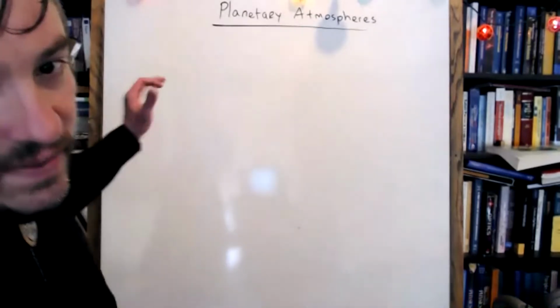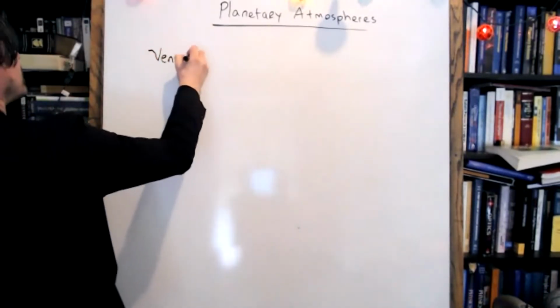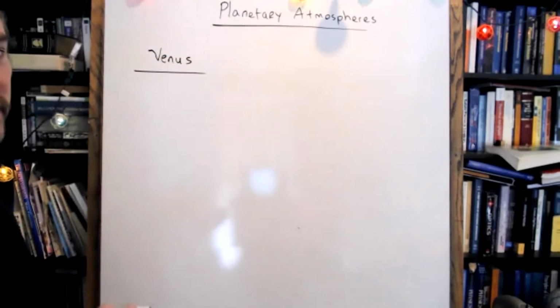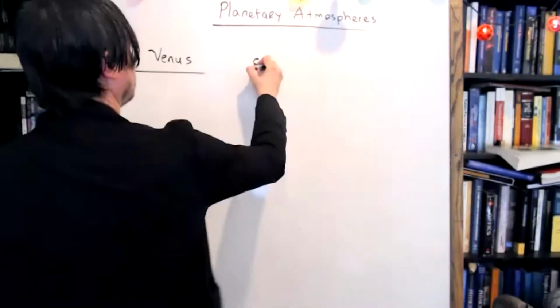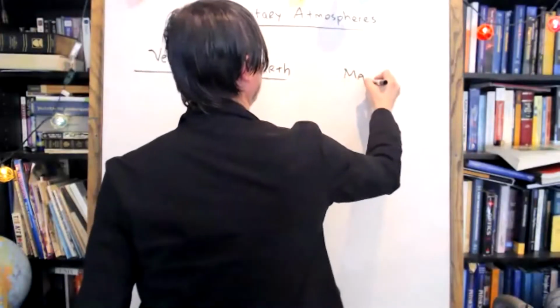So in theory, if you were to take a final, then you would be responsible to memorize the atmospheric compositions of Venus, Earth, and Mars.